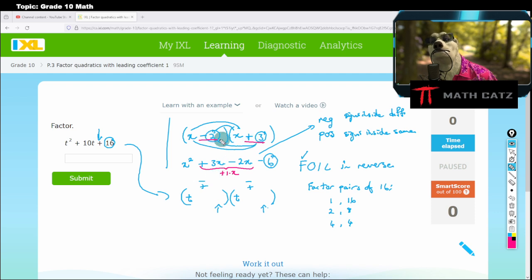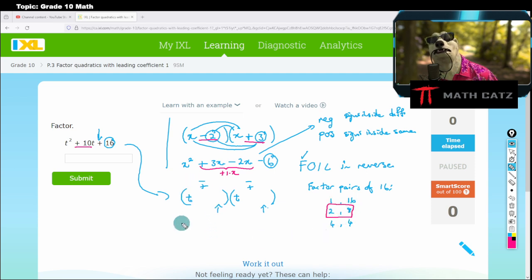Meaning if I put these together, they need to give me the coefficient of x. And that's always going to be the case. So now I'm reverse engineering this. I know the coefficient of my variable t in this case is a positive 10. How do I put them together? Which of these pairs will be added together to give me the 10 I need to get? Well, it's going to be this one.